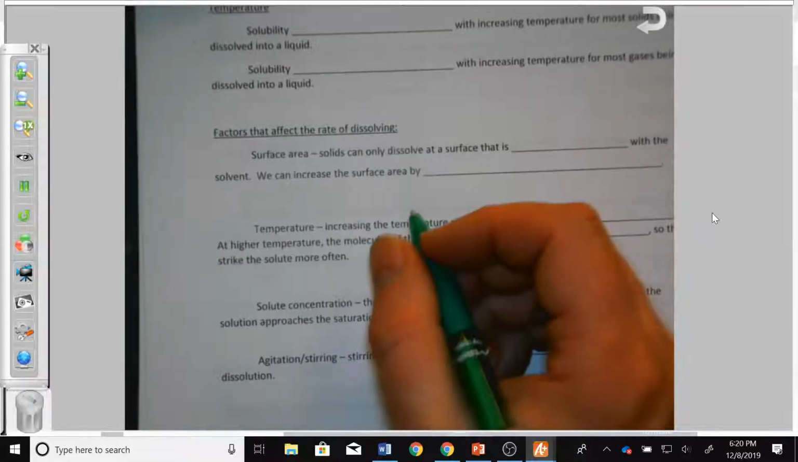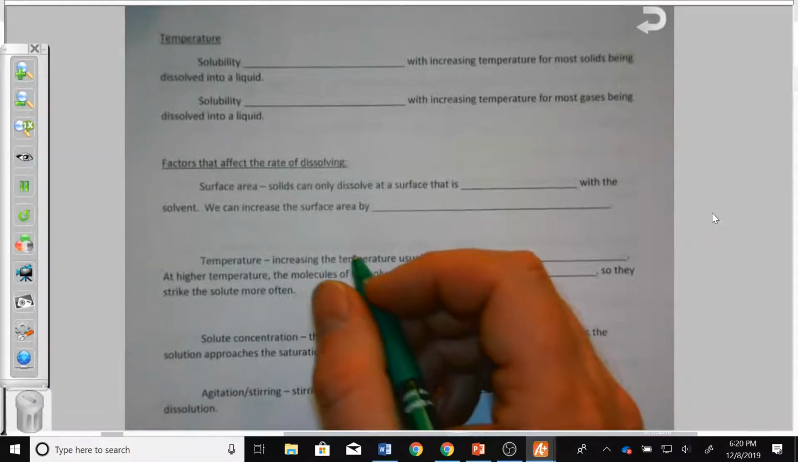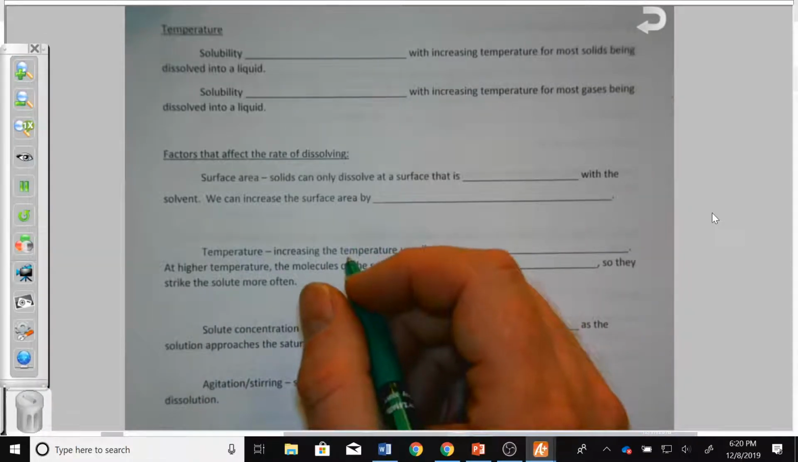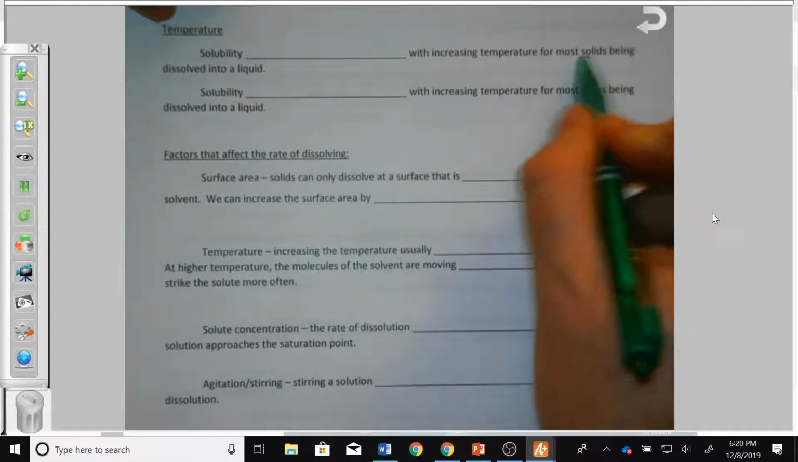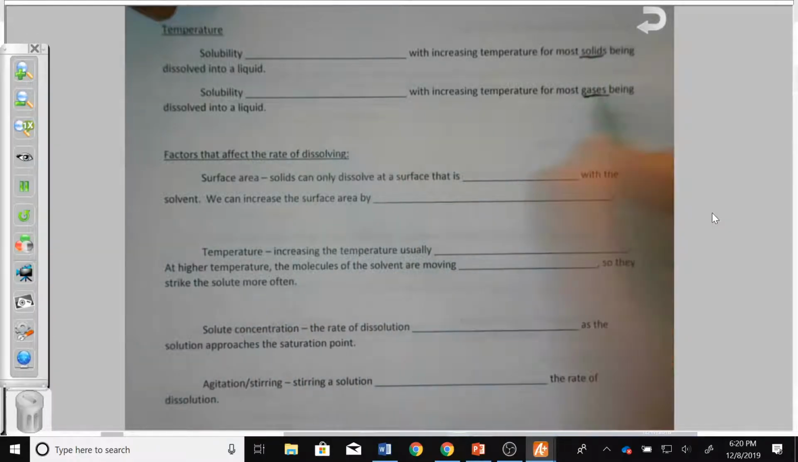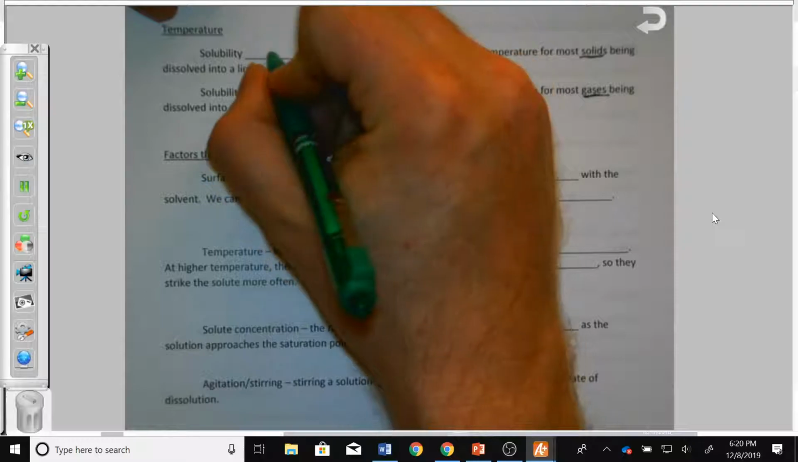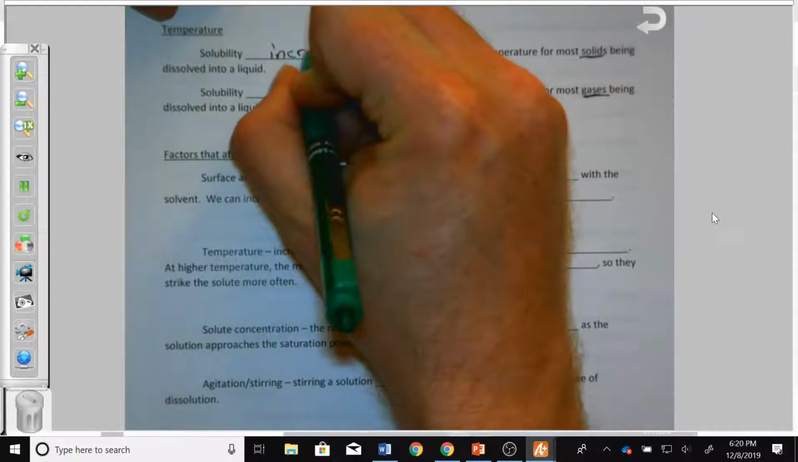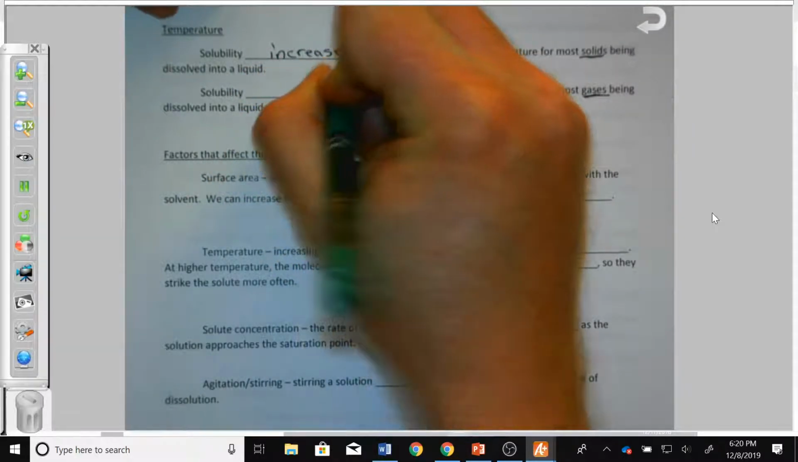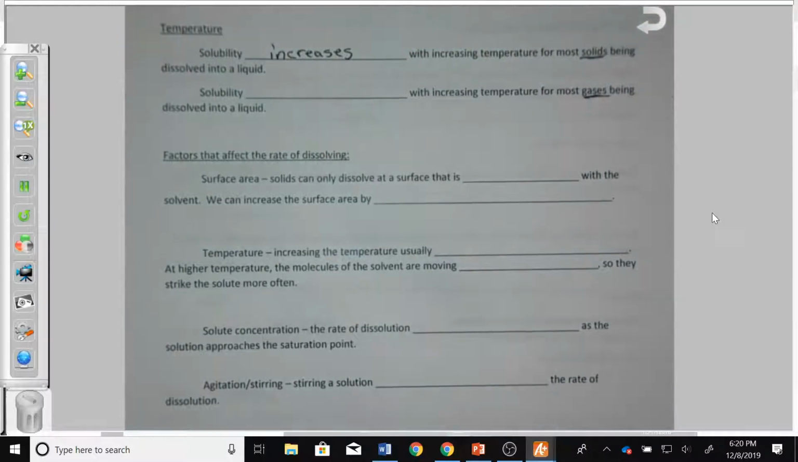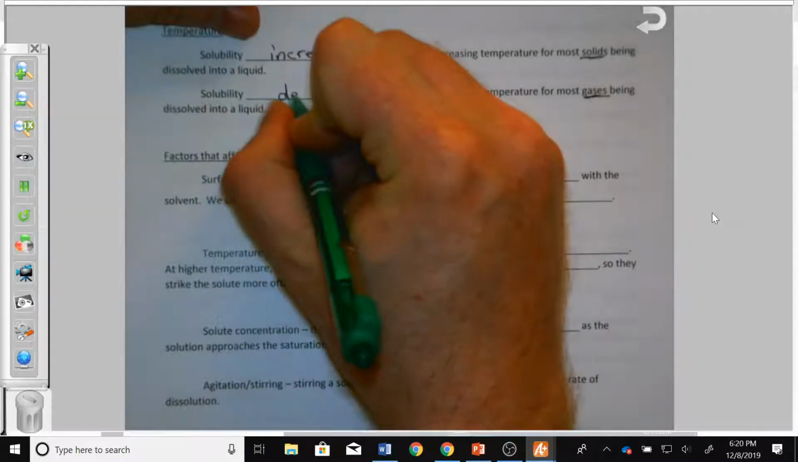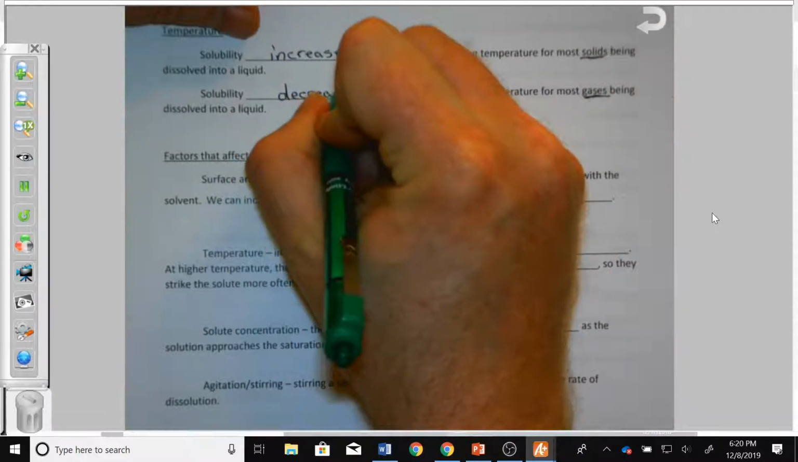Solubility is affected, as we said earlier, by temperature. This one's a little bit tricky because it works differently for solids than it does for gases. If the temperature increases for solids, the solubility will increase. So if we want to dissolve some sugar, it's going to dissolve faster in hot water than in cold. But it decreases with temperature for gases.